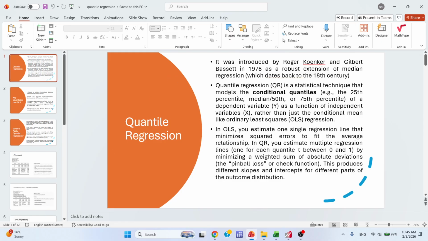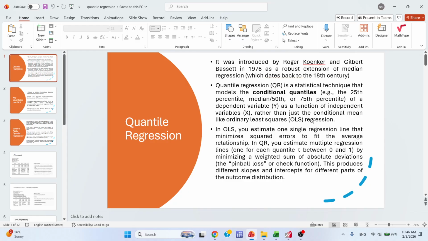Quantile regression was introduced in 1978 by Roger and Gilbert. Quantile regression is a statistical technique that models the conditional quantiles, e.g. the 25th percentile, median, and 75th percentile of a dependent variable as a function of independent variables, rather than just the conditional mean like ordinary least squares.